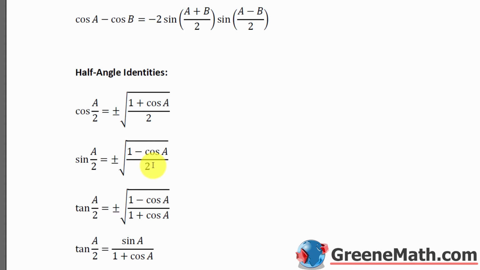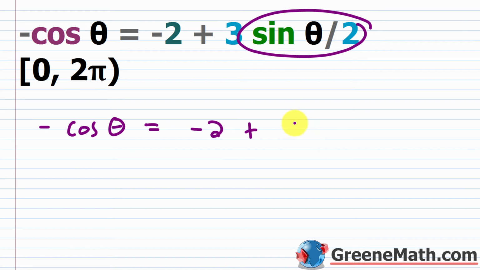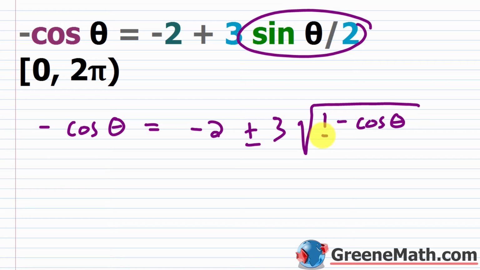Okay, so let's go back and let's just make a little replacement. I'm going to put the negative of cosine of theta is equal to negative 2, and then plus, you've got your 3 here that's multiplying this. So keep in mind that basically you have that plus or minus. I'm going to put this in front. So I'm going to do plus or minus like this, and then the 3, and then times that little guy, which was the square root of 1 minus the cosine of theta, over 2.